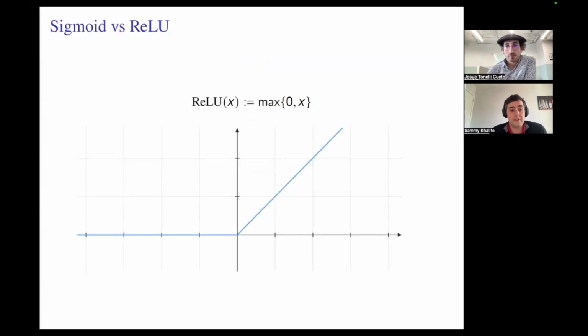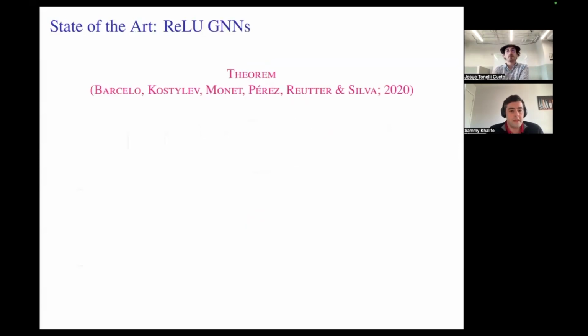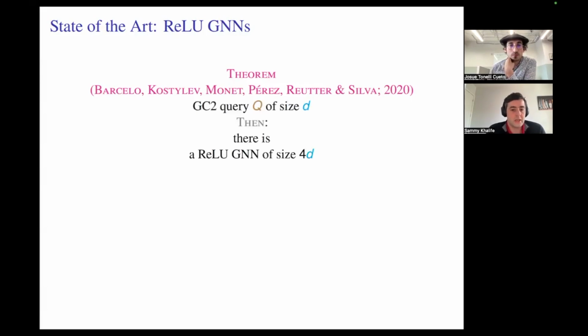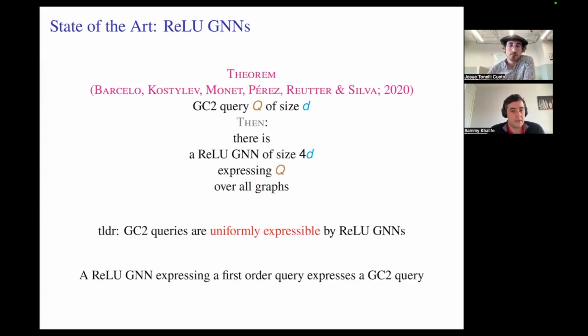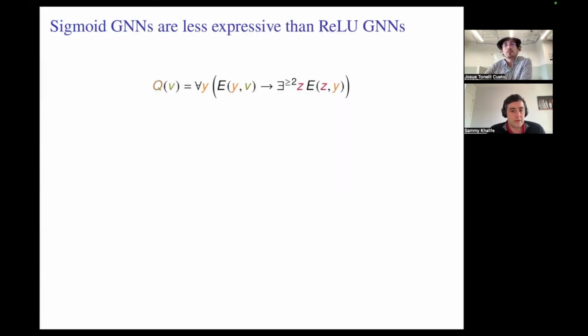We'll compare the expressivity of sigmoid GNNs to the expressivity of ReLU GNNs. The main known result about the expressivity of ReLU GNNs goes back to 2020 by Barcelo and co-authors, stating that for any GC2 query Q of size D, there is a ReLU GNN of size 4D that expresses Q over all graphs. In other words, ReLU GNNs express GC2 queries uniformly. Conversely, if a ReLU GNN expresses a query that is first order, then it has to be a GC2 query. In contrast, our first result states that this is not the case for sigmoid GNNs.